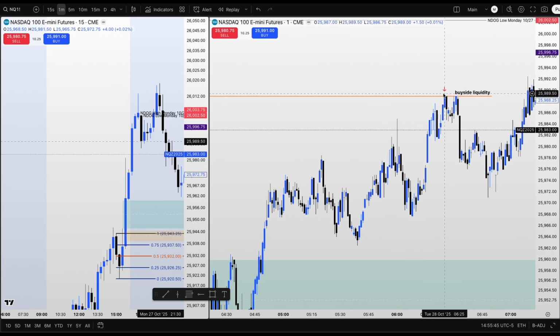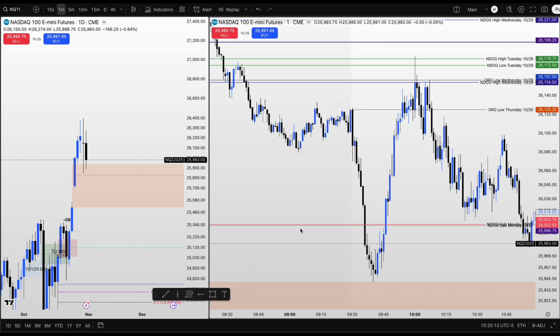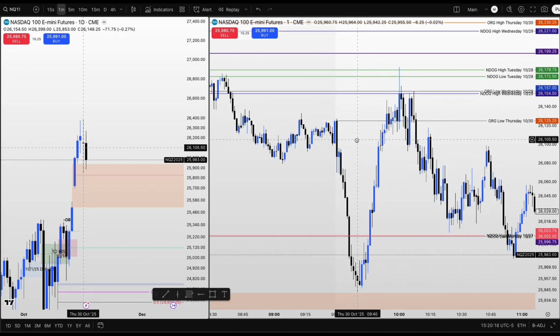And as you can see, at 6:24, we go on to take out the buy side, and that's where my exit was. The next trade I'd like to review is from Thursday during the New York Open session at 9:30.